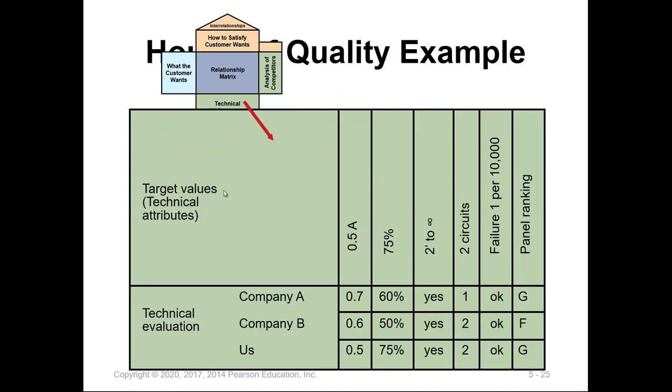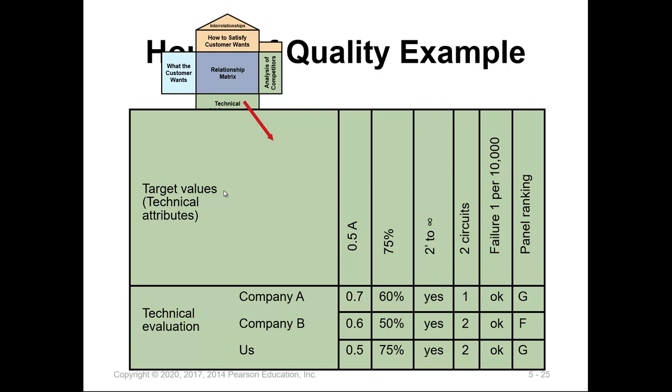Then we need to include the technical attributes of a product and the technical evaluation for the company versus other companies. The electricity is 0.5 amps compared to the requirements of other companies at 0.6 and 0.7 amps, which means that I can use lower battery size, lower battery capabilities, and that will be easier to find and use.